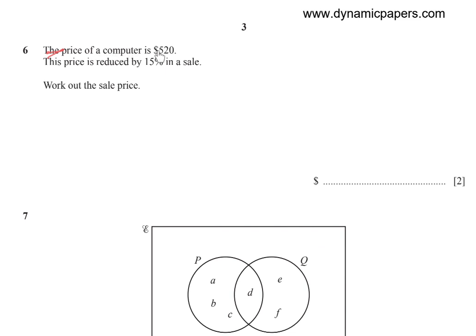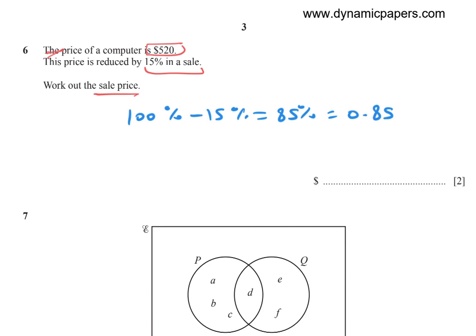Number 6. The price of a computer is $520. This price is reduced by 15% in a sale. Work out the sale price. The original price is 520, reduced by 15%. How to find the sale price? We multiply 520 by 0.85, because if it's reduced by 15%, this means 100% minus 15% is 85%. So this means 0.85. So you multiply the original price by 0.85.